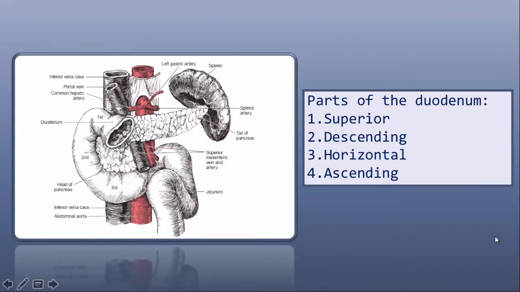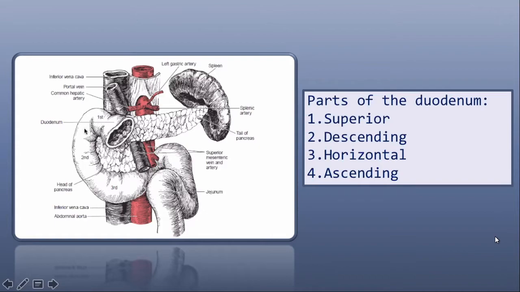Okay, so the superior part, this is a very short part. It is only approximately 5 centimeters, anterolateral to the body of your L1. Okay, L1. So this is continuous with your pylorus. That's why it's at the level of L1, right? So this is the continuation of your pylorus. It lies anterolateral to the body of L1, ascends there, and that would be the first part.